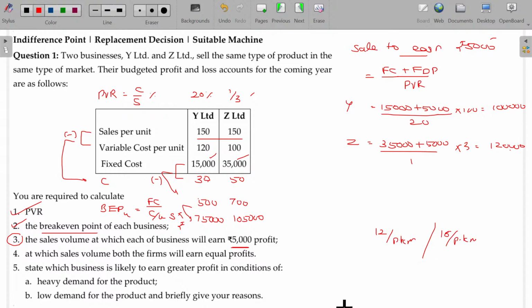Okay. What happens if one traveler wants to travel? The total cost for a kilometer being 12 rupees. In case of car, it is 16 rupees. And what about the cost per passenger? 12 rupees and 16 rupees. If two passengers are traveling, 12 rupees per kilometer, the same. In case of car, 16 rupees. But as two passengers are traveling, you can share. Each costs 6 and here 8.